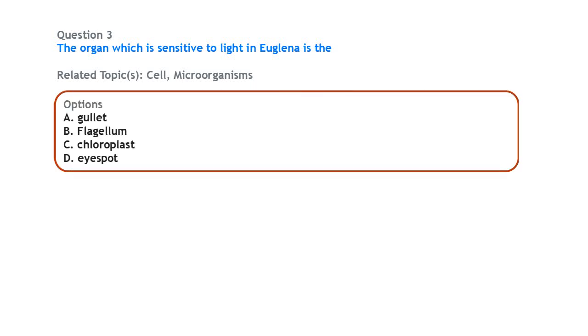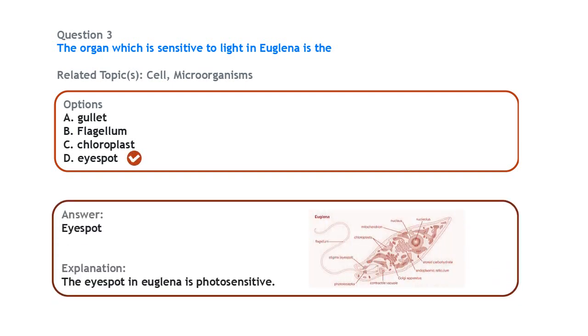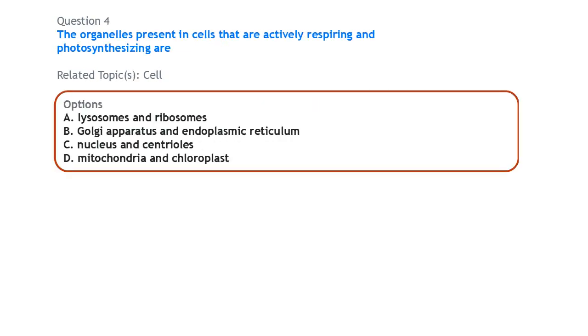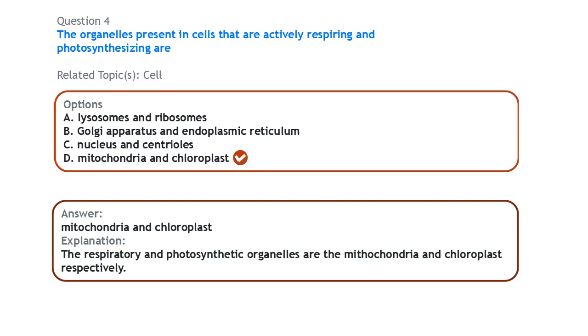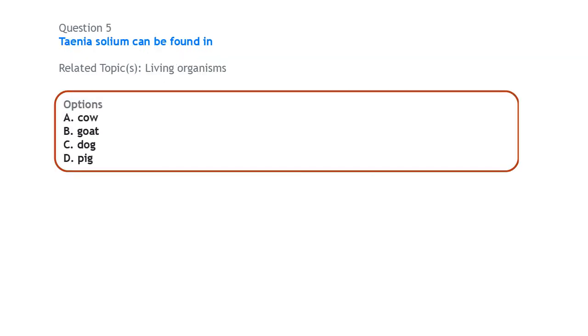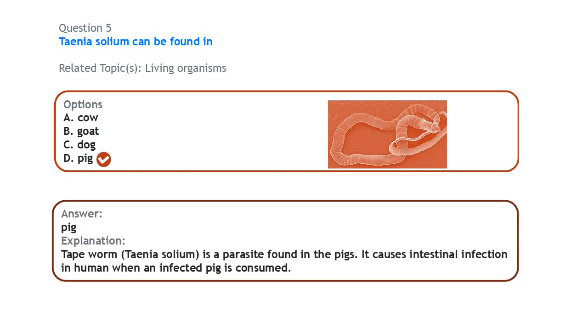Next question on cell. The organ which is sensitive to light in the euglena is the eye spot, which is photosensitive, that is sensitive to light. Next on cell. The organelles present in cells that are actively respiring and photosynthesizing are the mitochondria and chloroplast. The mitochondria function in aerobic cellular respiration, while the chloroplast functions in photosynthesis. The chloroplast contains chlorophyll, which is the photosynthetic pigment. Next on living organisms. Taenia solium, that is tapeworm, is commonly found in pig.